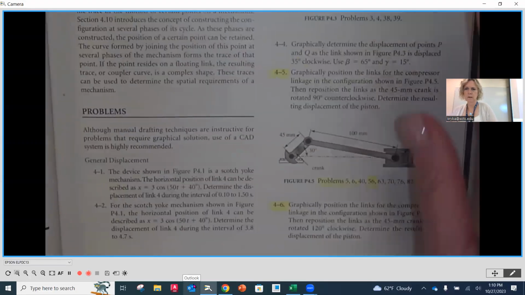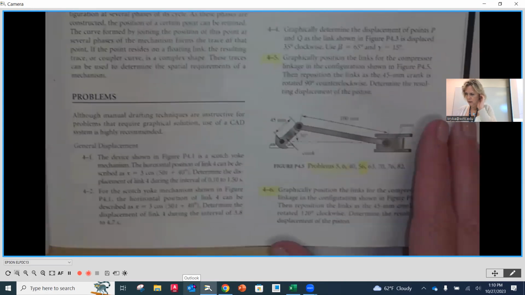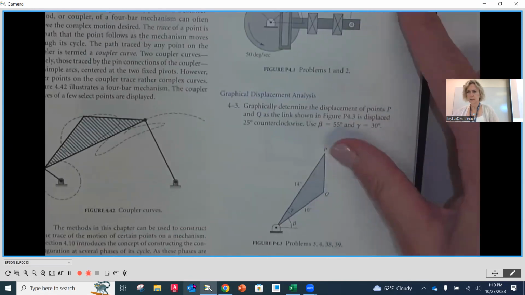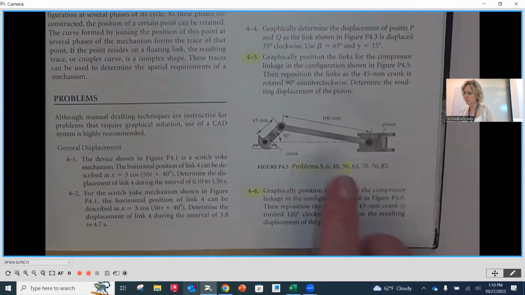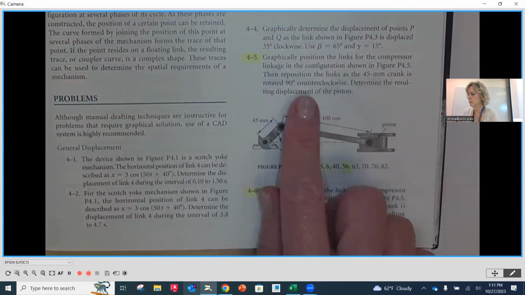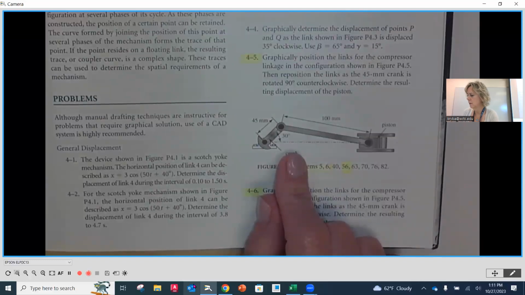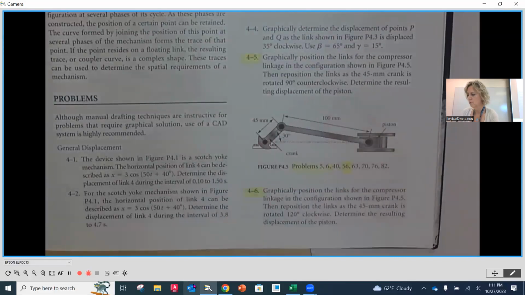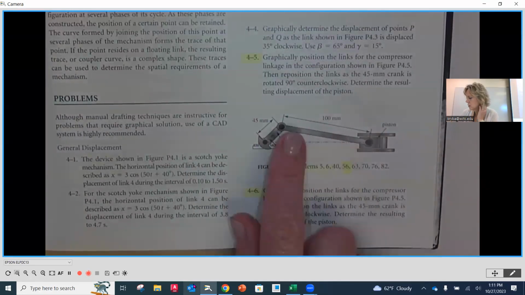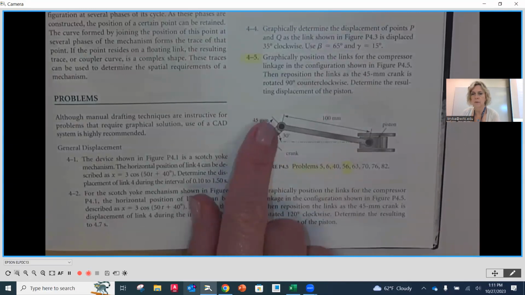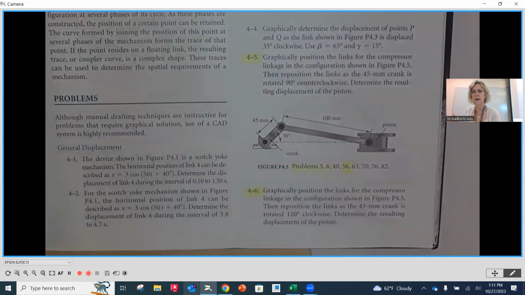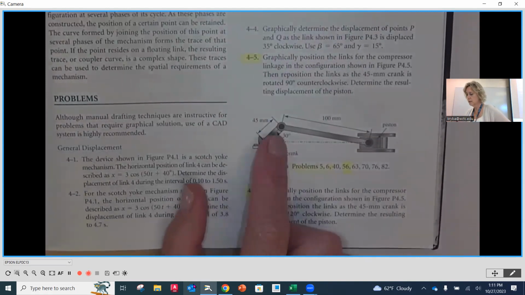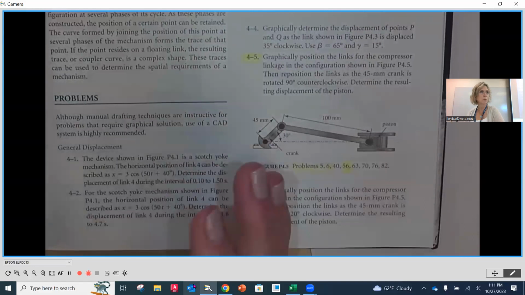Okay. So for number 5 here, 4-5, and this is on page 101. It's in the second column. It says graphically position the links of the compressor linkage in the configuration shown right here. Notice that you're given lengths. 100 millimeters for the length of that connecting rod. We have 45 millimeters for our crank. It's rotating around this point right here. And where it's at right now in space is 30 degrees. Okay, and then we have our piston out here, which would be a slider.